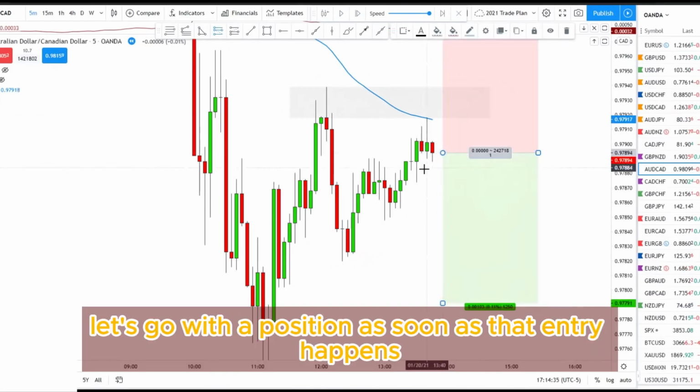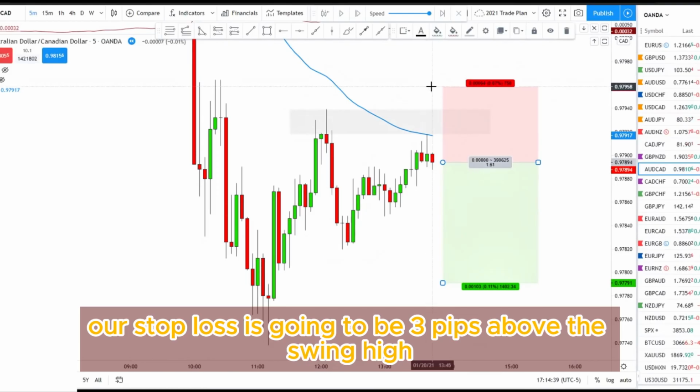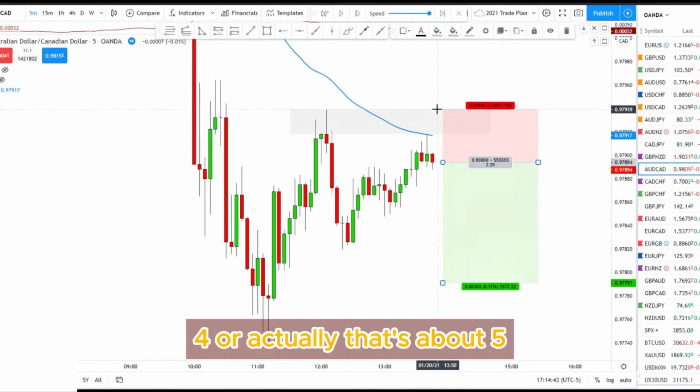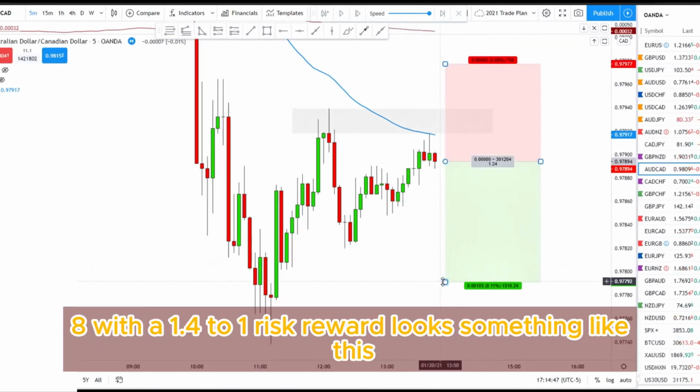Let's go with a position. As soon as that entry happens, our stop loss is going to be 3 pips above the swing high. 4, or actually that's about 5. 5 plus 3 is going to be 8. 8 with a 1.4 to 1 risk reward looks something like this.